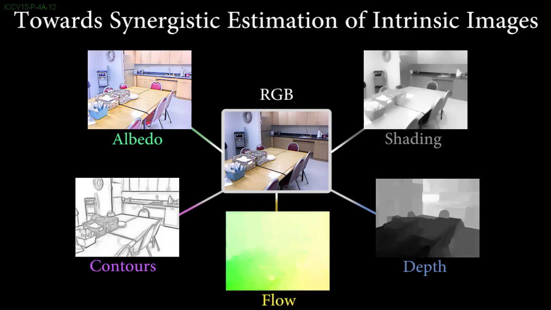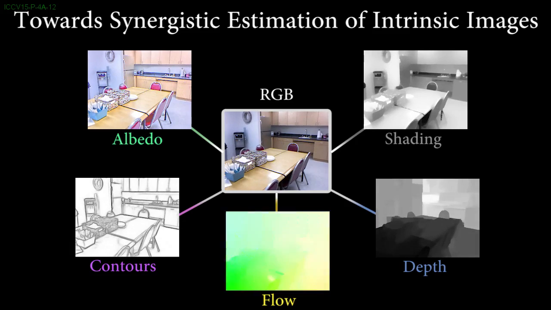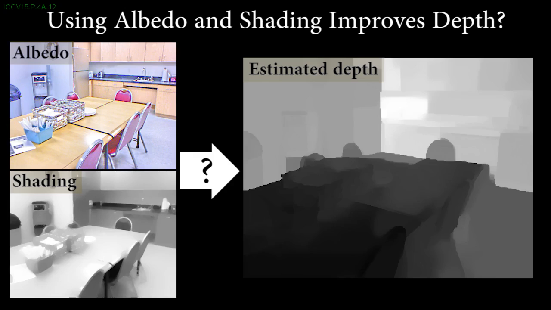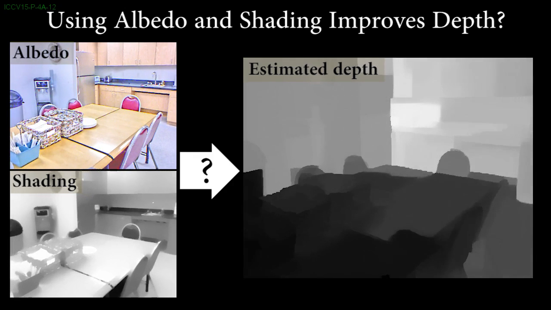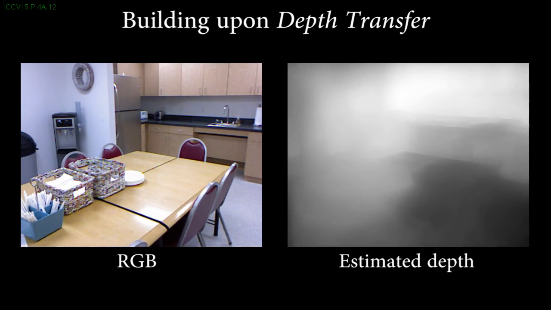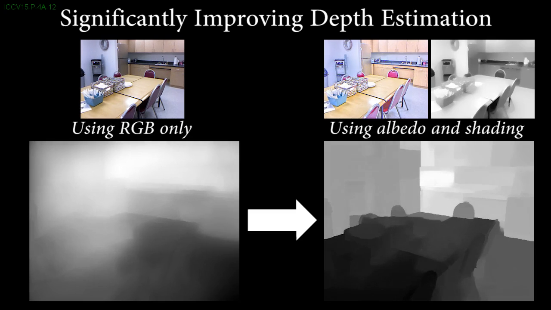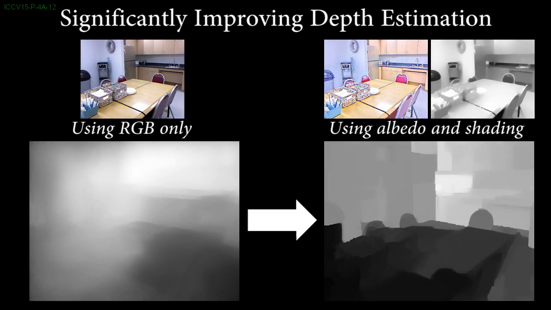It is a long-standing hypothesis that intrinsic images should be estimated together, synergistically exploiting consistency between them. Here, we test the specific hypothesis that the extraction of shading and albedo improves the estimation of depth. We build upon a recent example-based depth estimation method called depth transfer. Here we show that working with albedo and shading instead of RGB values, we significantly improve depth estimation.